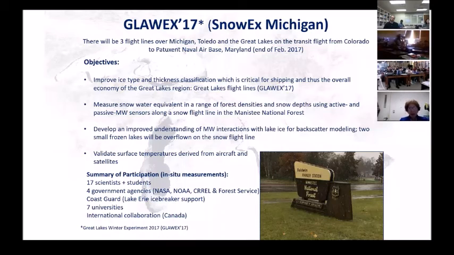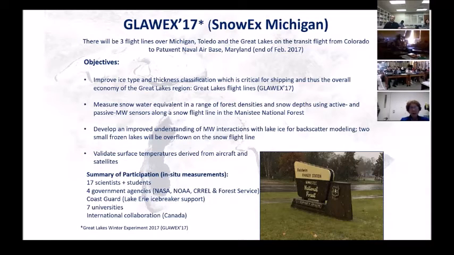Okay, now I'm getting into the part that we're most concerned about, and that we call GLAWEX, Great Lakes Winter Experiment 2017. There have been a few GLAWEX experiments before this. We're completely different, but we decided to use the same acronym. We're going to have 3 flight lines, as I mentioned: over Lake Michigan, a snow flight line over Michigan, and then flying over Toledo on the way of the P-3 aircraft on its way back to Patuxent Naval Air Base in Maryland.